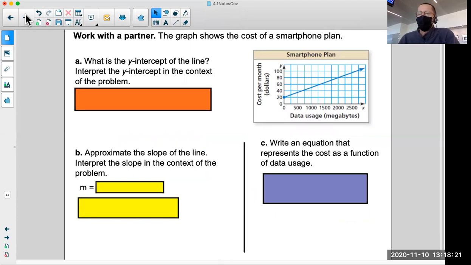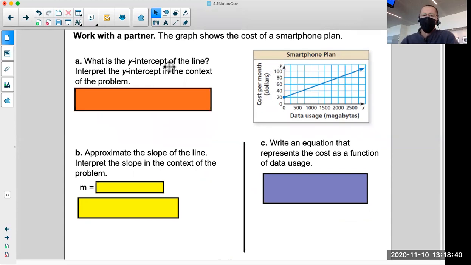This graph shows the cost of a smartphone plan. Again, when you get a graph, make sure that you really analyze it carefully. Notice that the horizontal axis is just talking about data usage in megabytes, and the y-axis is cost per month, in dollars.